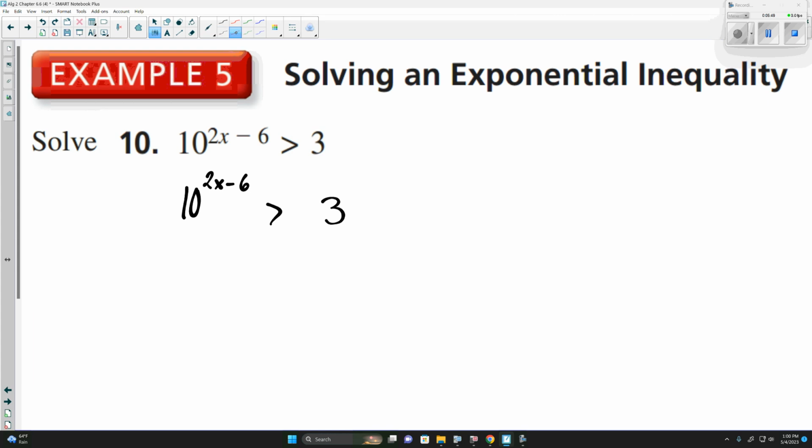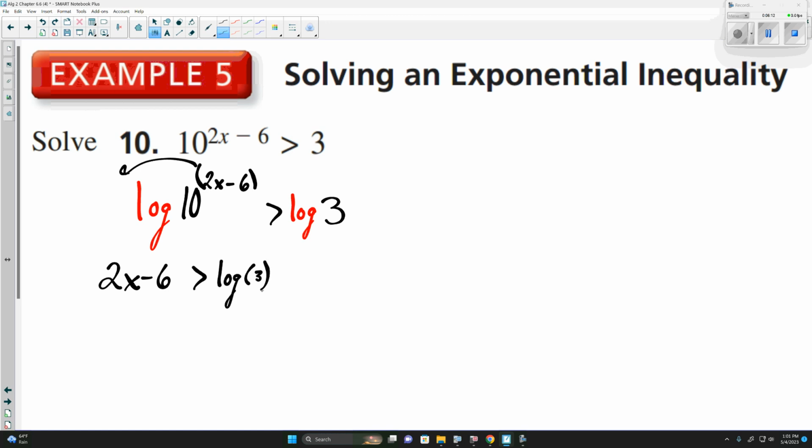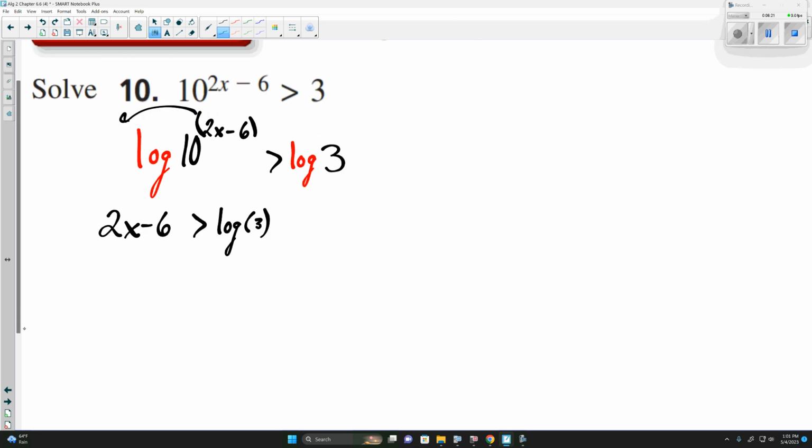So what would we need to do first? Log base 10, right, so we can just write it as log. Because if the base is 10, it's understood, so we can just say log. Now the 2x minus 6 would move to the front. And we could just leave it as 2x minus 6, because log base 10 of 10 is 1, or just log of 10 is 1, giving us 2x minus 6.